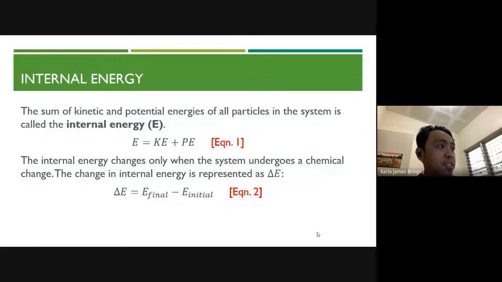Okay, so now let's try to do the following. In here, we have our internal energy. Internal energy, guys, you simply define it as the sum of all the kinetic and potential energies of all the particles that are present in our system. The kinetic energy tells us the energy that is associated with the motion of our objects. Potential energy, on the other hand, is the energy that the particles possess by virtue of their position or chemical composition. So E, the internal energy, is equal to KE plus PE.